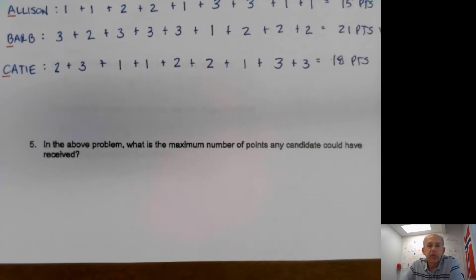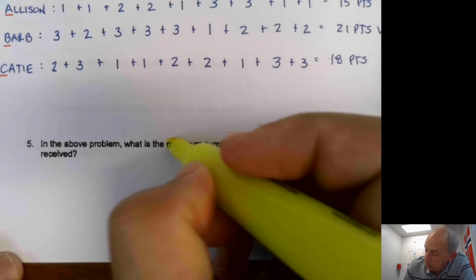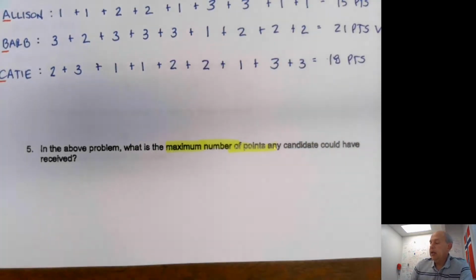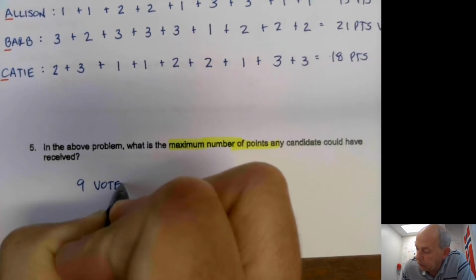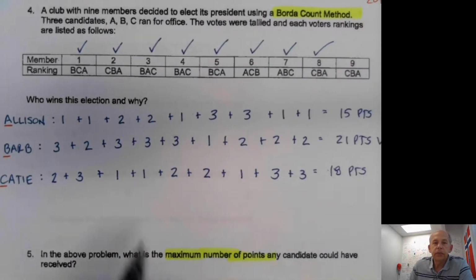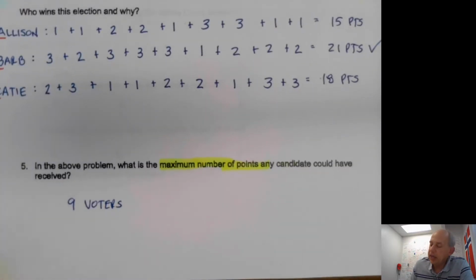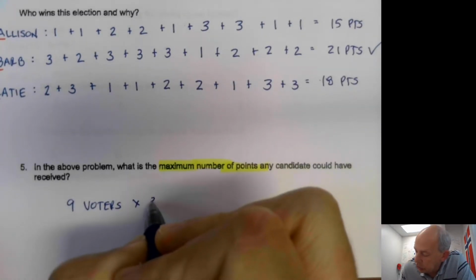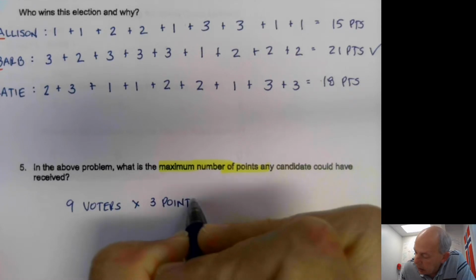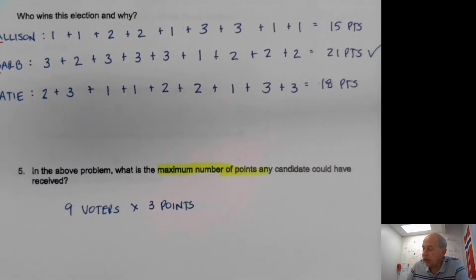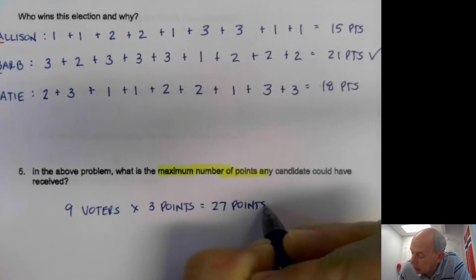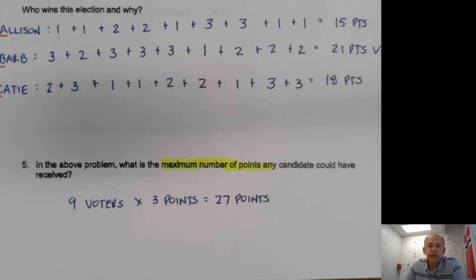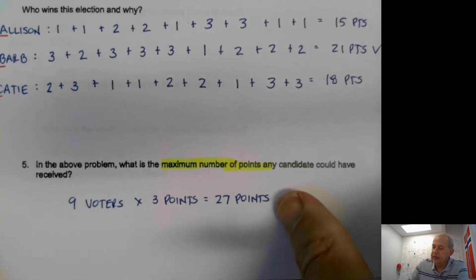Now, in the above problem, what is the maximum number of points any candidate could have received in this election? So I have 9 voters from my chart. So members 1 through 9, if all 9 voters choose the same candidate as their favorite candidate, that candidate would get 3 points 9 times, would be maxed out at 27 points. So there is how you would do one like that, a little bit different.